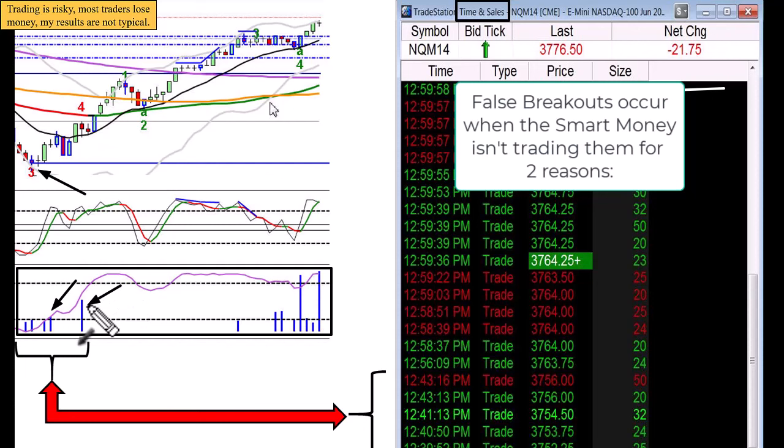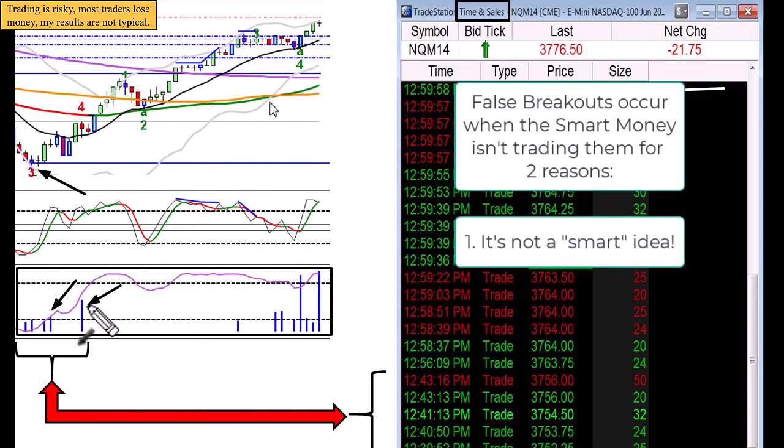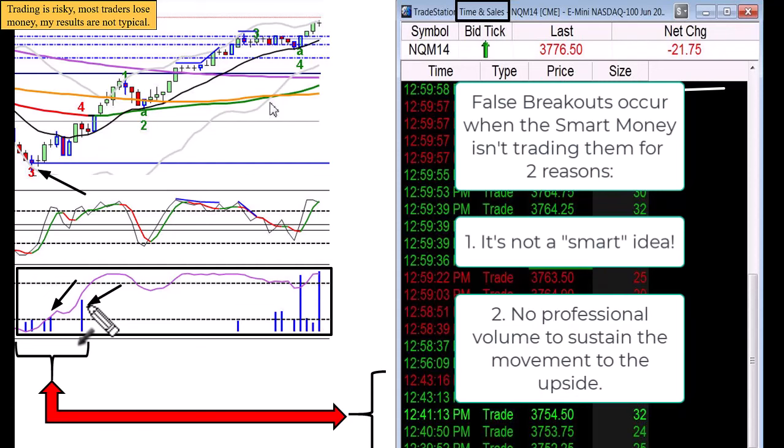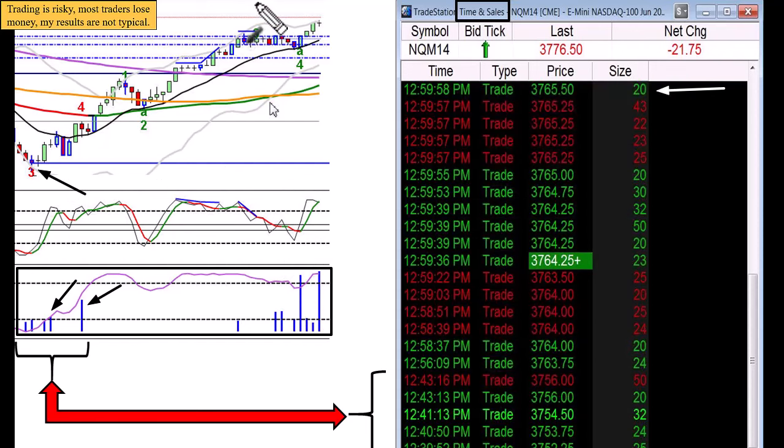For two reasons. Number one, the smart money is not trading it, so it's probably not a smart idea, and it's not a good trade. Number two is because the professional volume in and of itself helps to create that momentum to sustain the movement. So we get the big movements down here. Now, let's look over here. Here we get a cycle high. There we go. We get a little professional volume coming in here at the cycle high.